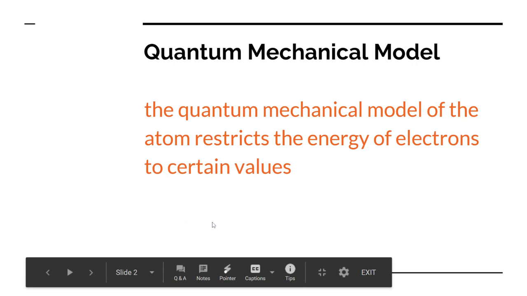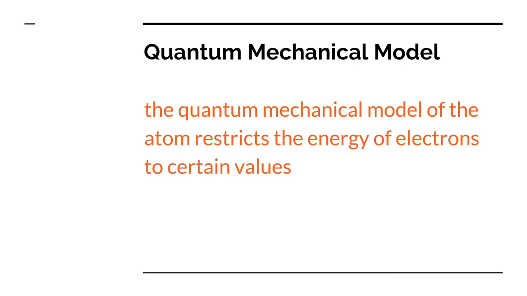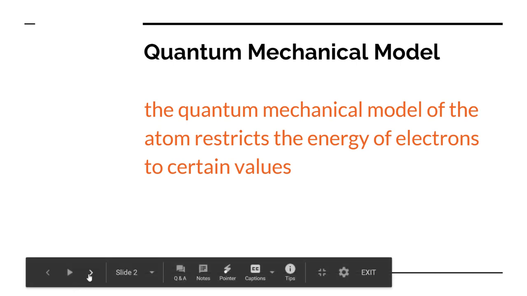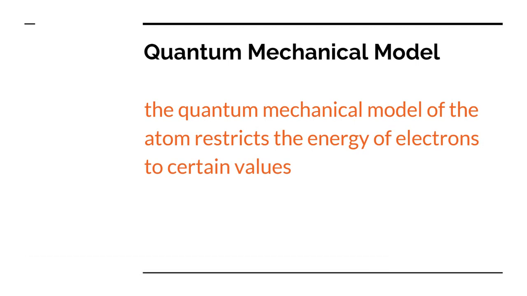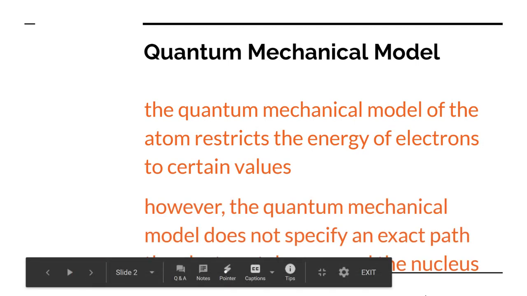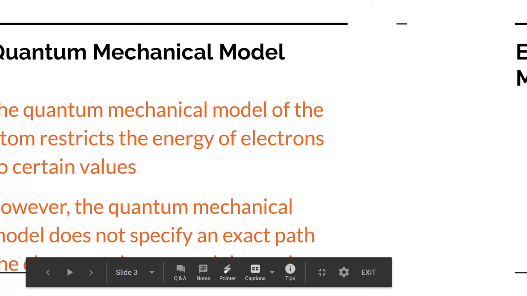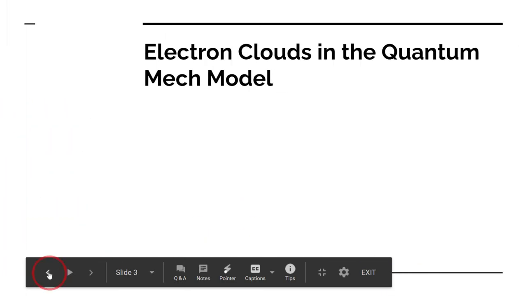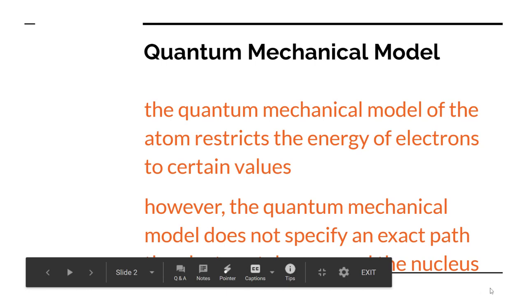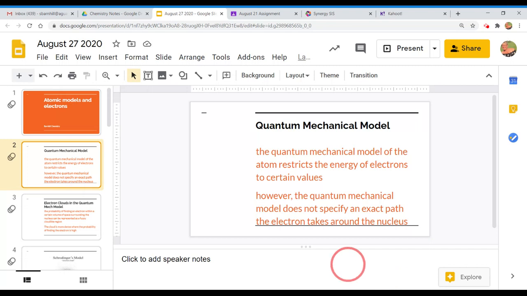So the quantum mechanical model restricts the energy of electrons to certain values and certain energy levels. And you're going to find out that that's actually the way the periodic table is arranged. The periods on the periodic table correspond to the energy levels. However, the quantum mechanical model does not specify exact paths the electron takes around the nucleus.